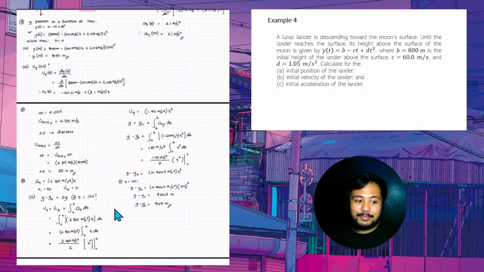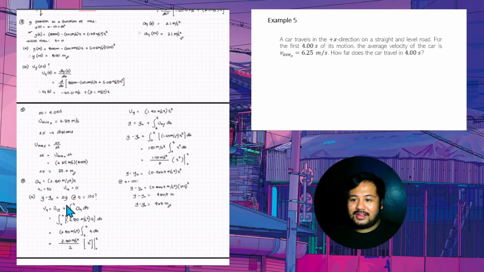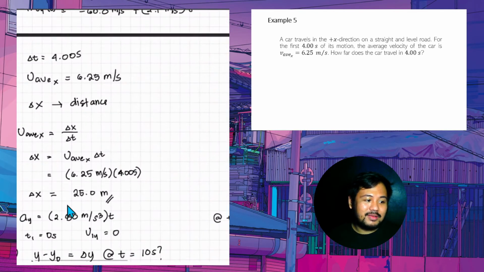We now go to example number 5. A car travels in a positive x direction on a straight line and level road. For the first 4 seconds of its motion, the average velocity of the car is 6.25 meters per second. How far does the car travel in 4 seconds?